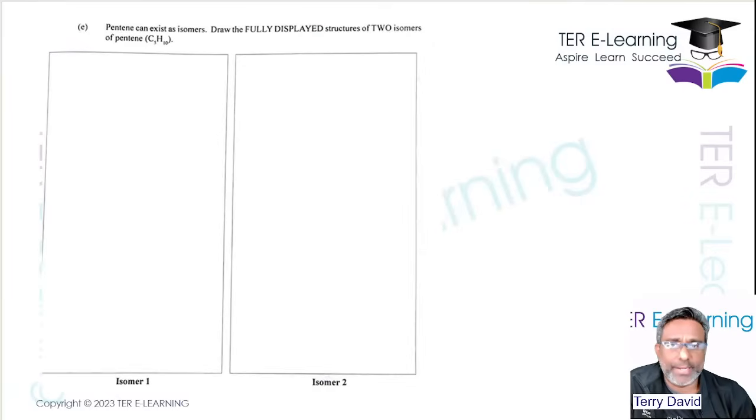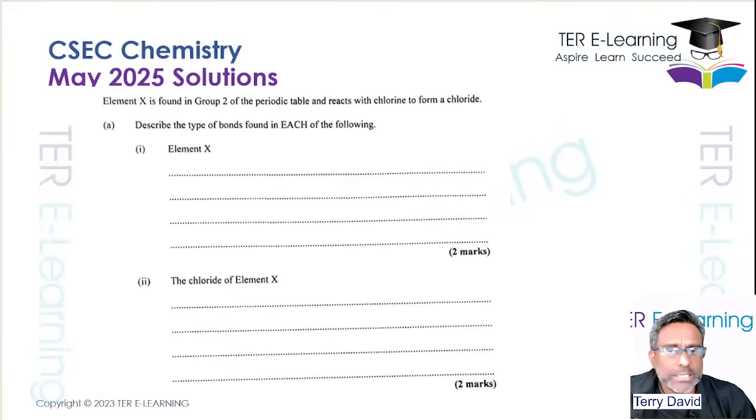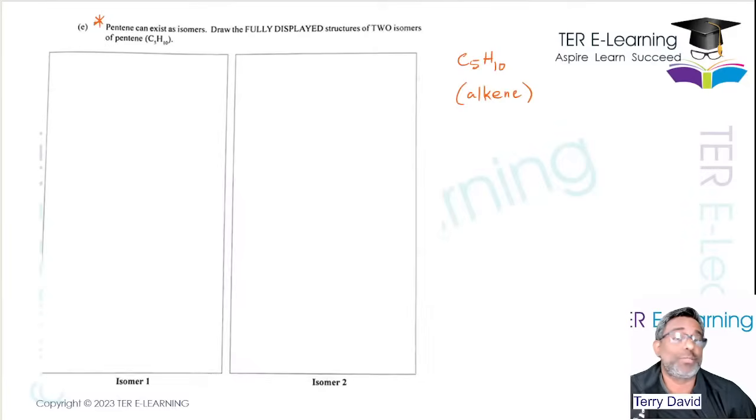The next part here, they said pentene can exist as isomers, right? So the formula here is C5H10. Now pentene is an alkene, and they just want us to draw 2 possible displayed structures of isomers. Do they want us to name it? Nope, they don't even want us to name it. So you have free rein here. You can draw whatever you want.